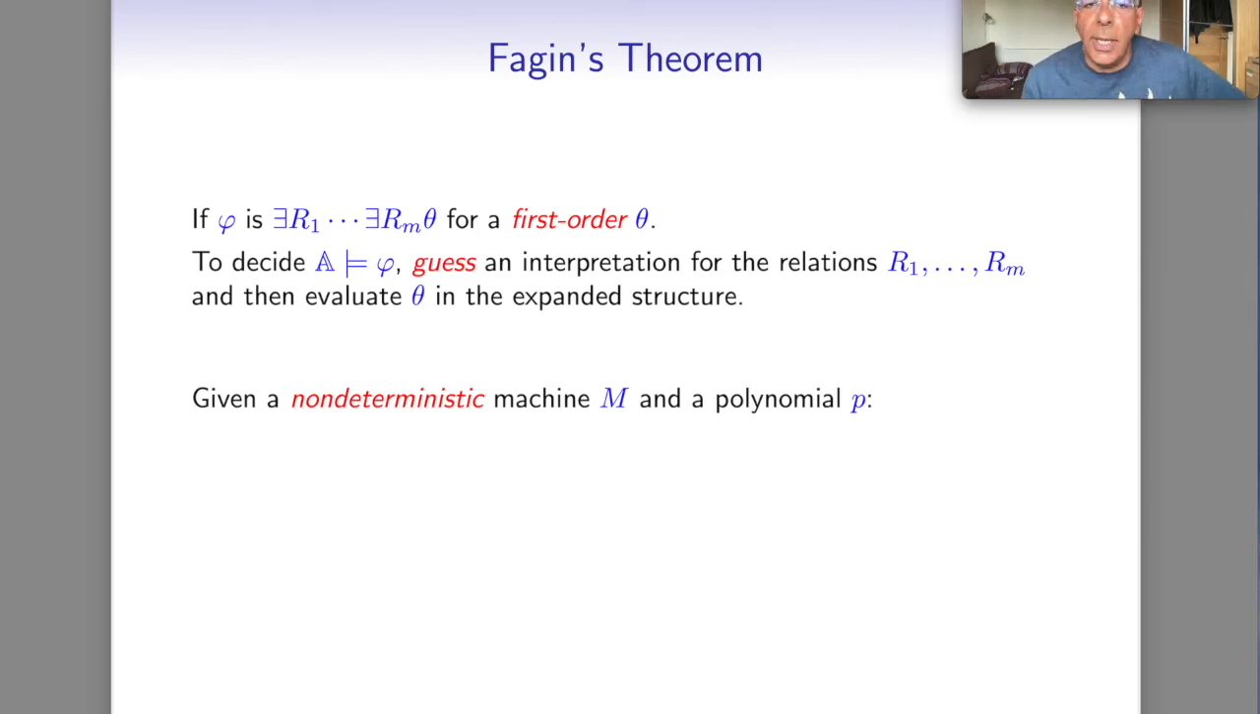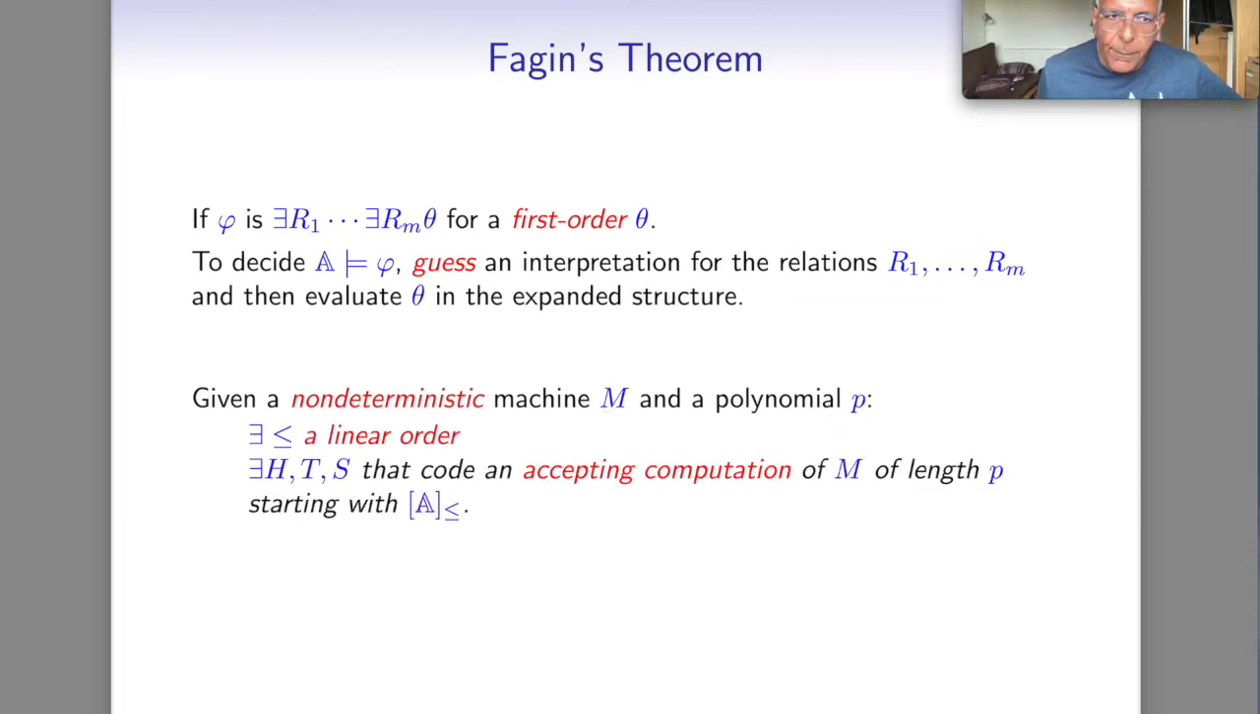Okay, let's consider the other direction. Suppose I give you a machine M and I give you a polynomial P. And I want to write down a first order sentence phi with the following property: that a structure A satisfies phi if and only if there is some ordering on the structure, so that if I then encode the structure as a string under that ordering, then that string is accepted by the machine M within P steps, where the polynomial P is applied to the length n.